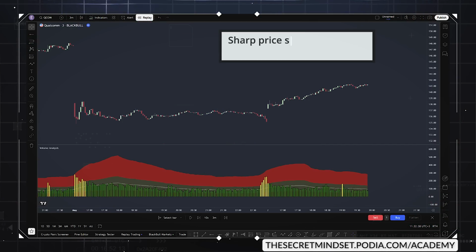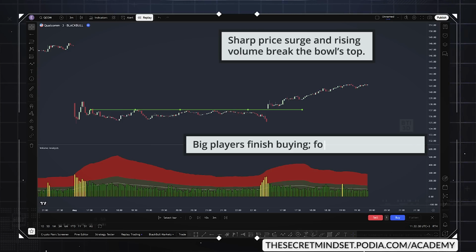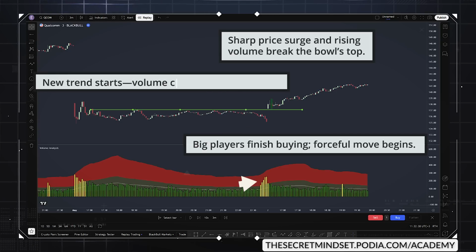At some point, things change fast. Suddenly, more big candles appear. Volume increases. The price shoots up, breaking above the top of the range. This is the signal. It's the moment when the big players have finished buying. Now they want the price to move. They push hard, and everyone else sees the move. This is when the new trend begins.